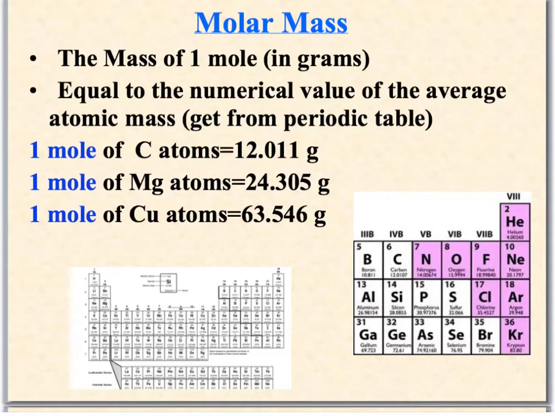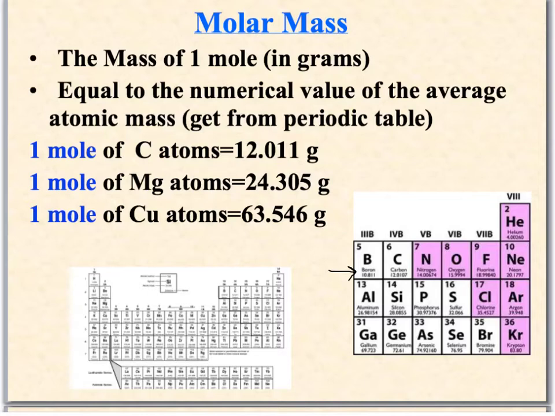When you're just looking for the molar mass of a single element, it's very easy. You're actually going to use the average atomic mass of that element from the periodic table. So remember, the atomic mass is that number that's underneath the symbol and the name for the element, and it's the number that has the decimal point in it.